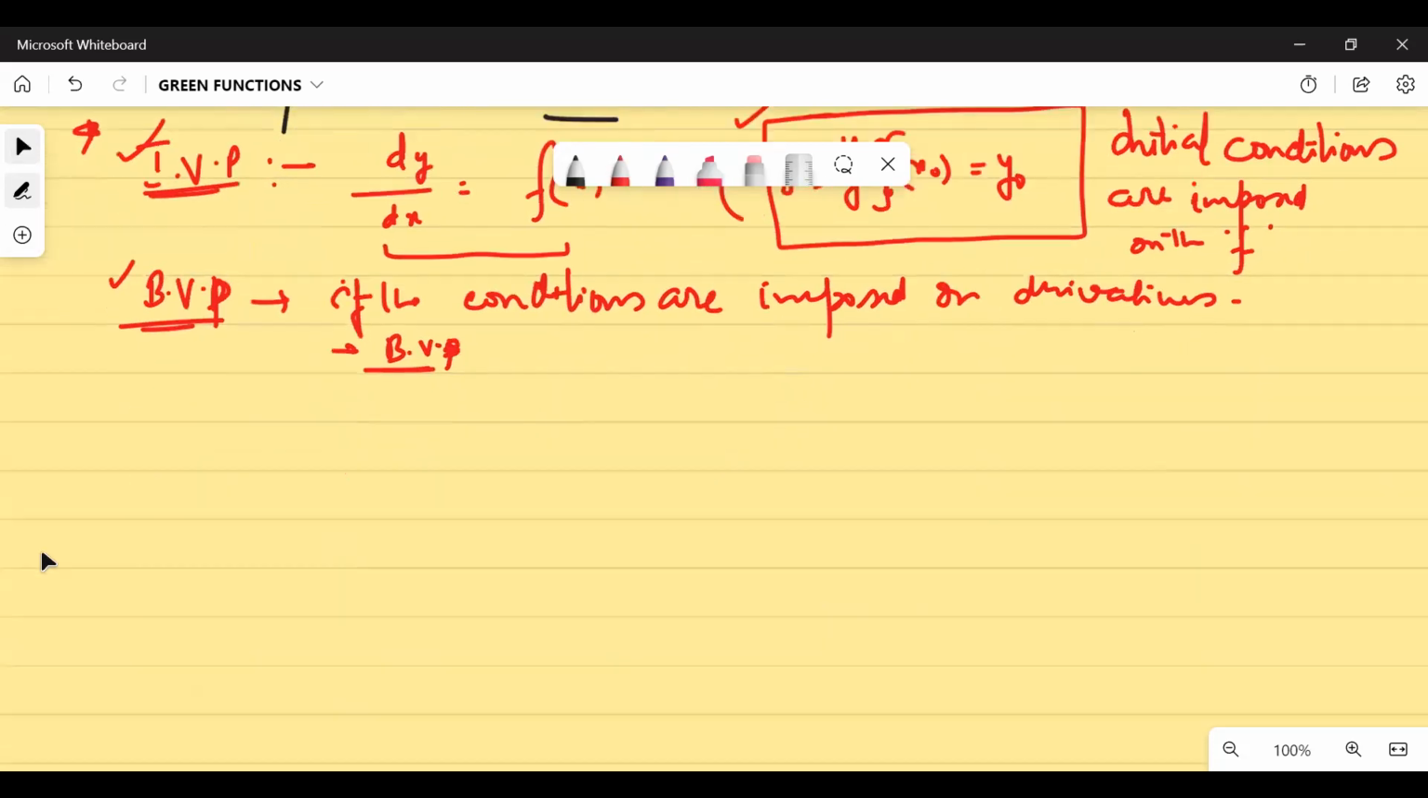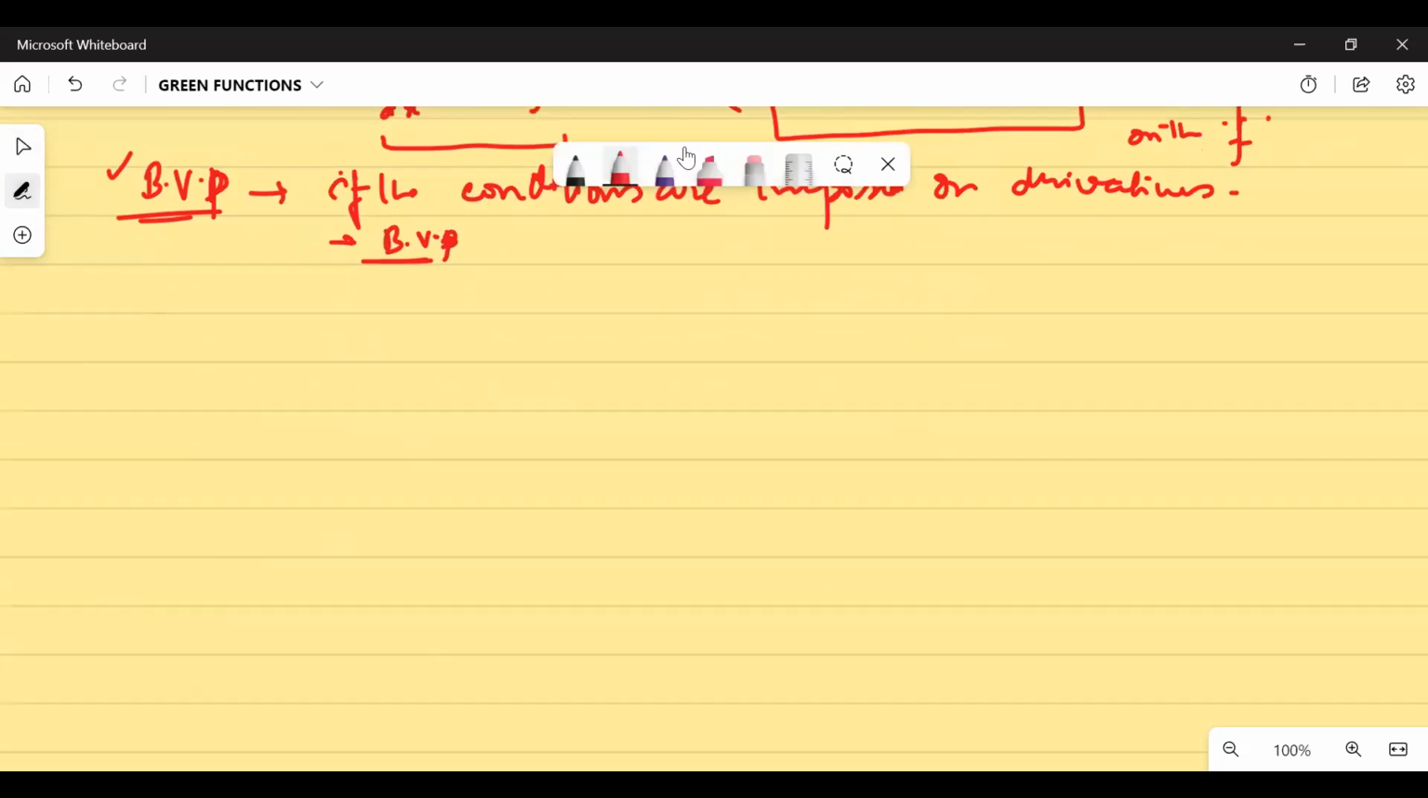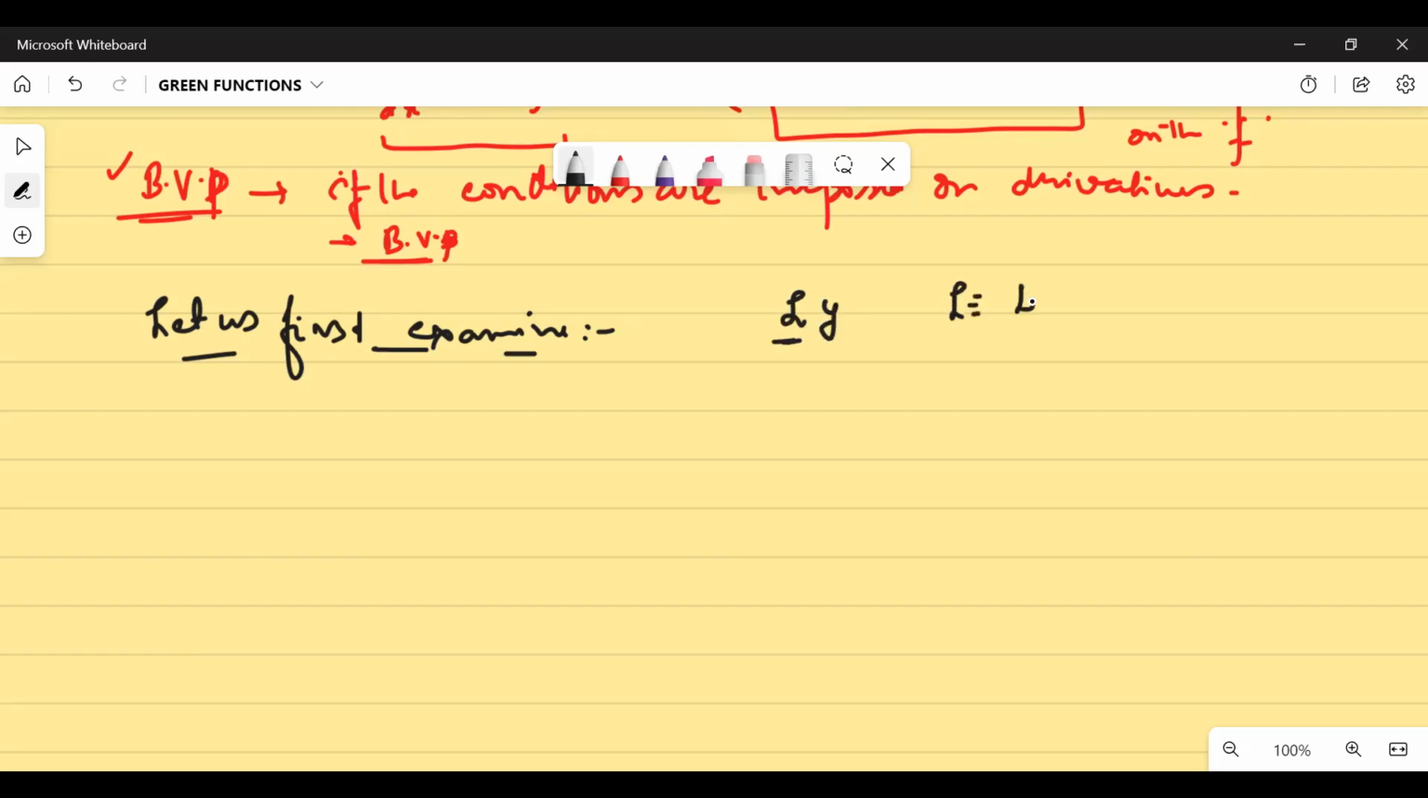Okay. So let us first start with examining a second order differential equation with some initial conditions given. Let us first examine a problem given by this particular differential equation. Whenever I write L y, it implies I'm writing a linear differential operator.